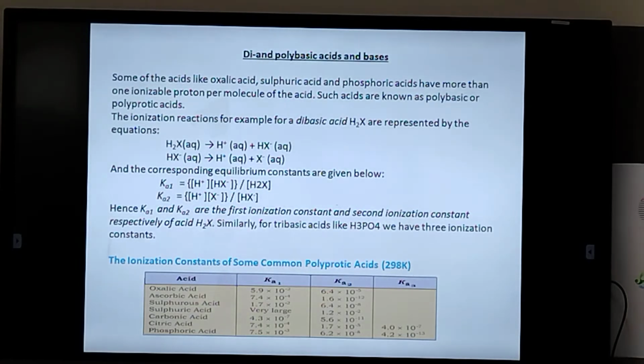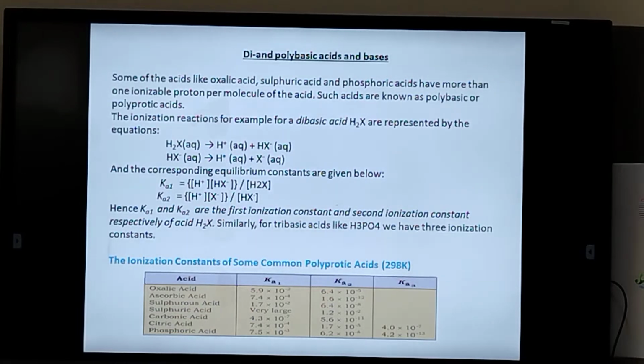The ionization reaction, for example for a dibasic acid H2X, is represented by the equation H2X gives H+ plus HX-. HX- on further dissociation gives H+ plus X2-. In this way, it gives two protons on ionization. The corresponding equilibrium constants are given below.